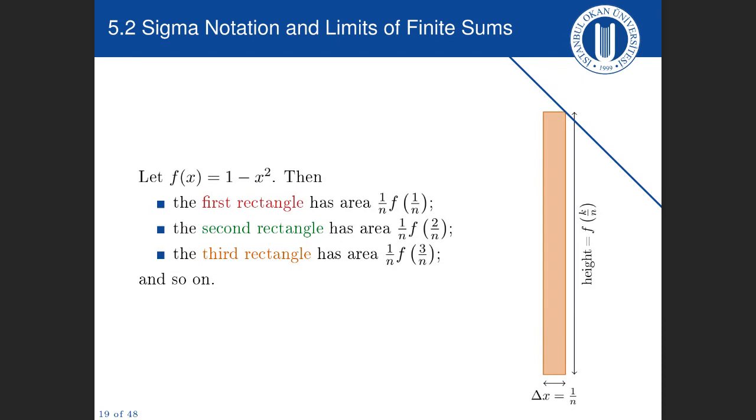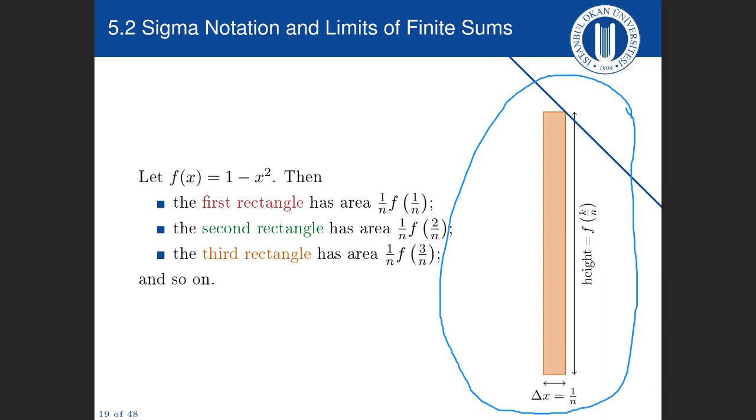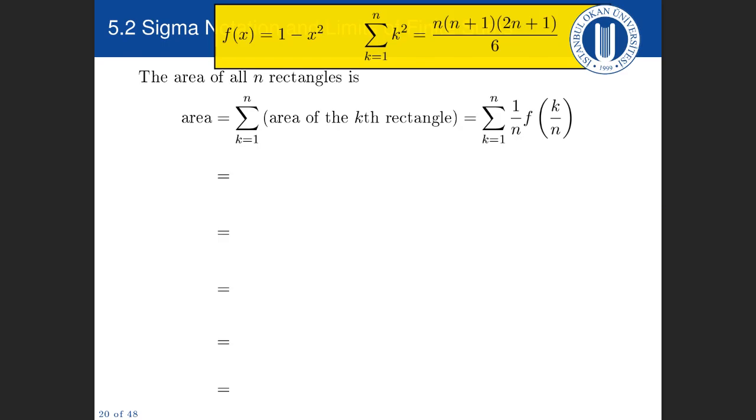I've tried to draw the kth rectangle just here. The kth rectangle has width 1 over n and height f of k over n. So area 1 over n, f of k over n. We want to add these all together. The area of these n rectangles, add them all together, we get a sum from k is equal to 1 to n because there's n rectangles. The width of the kth rectangle is 1 over n, the height of the kth rectangle is f of k over n. We're going to play with this and we'll end up with a nice formula at the bottom.